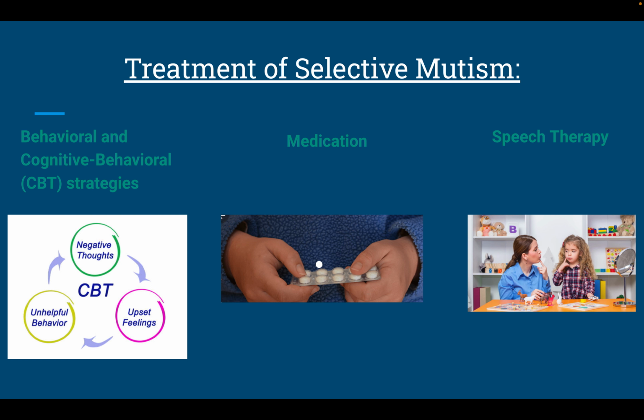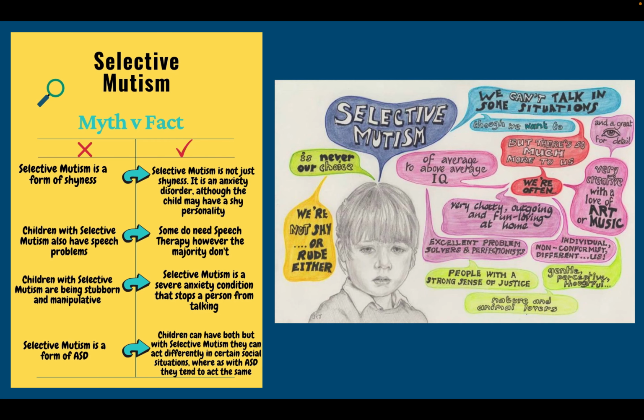Second one is medication. Typically for children, in the research that I did, I didn't find exactly what type of medication. I think this is more exclusive to adults who have selective mutism, to be quite frank. And of course, speech therapy, working with a speech therapist to build up that comfort level of actually speaking in those uncomfortable situations.